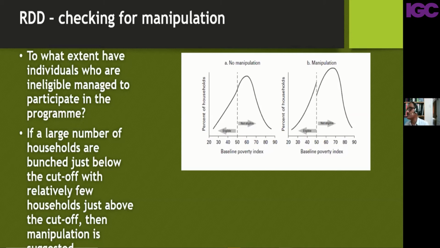So that is one way of checking whether there has been a substantial amount of manipulation, which occurs quite a lot. A lot of people who are above the poverty line manage to get included in the below poverty line lists. So manipulation of eligibility is quite common in most developmental programs, but you have to check how significant that is.